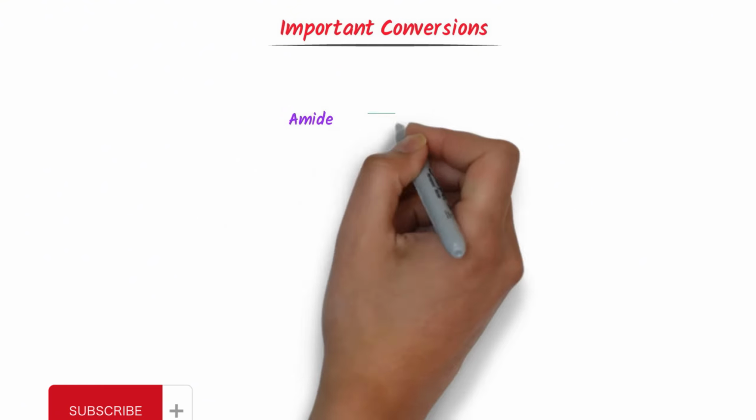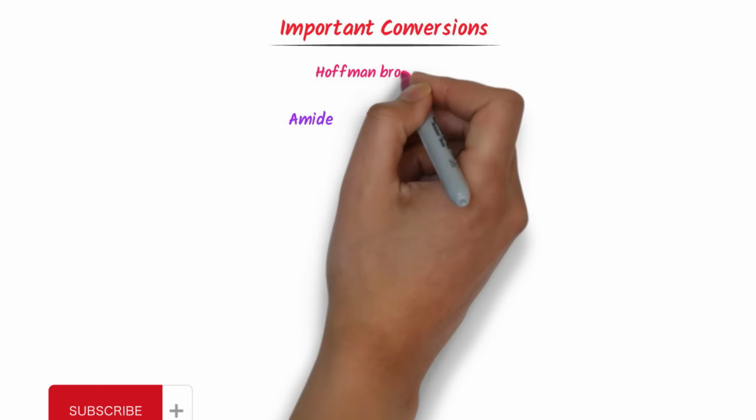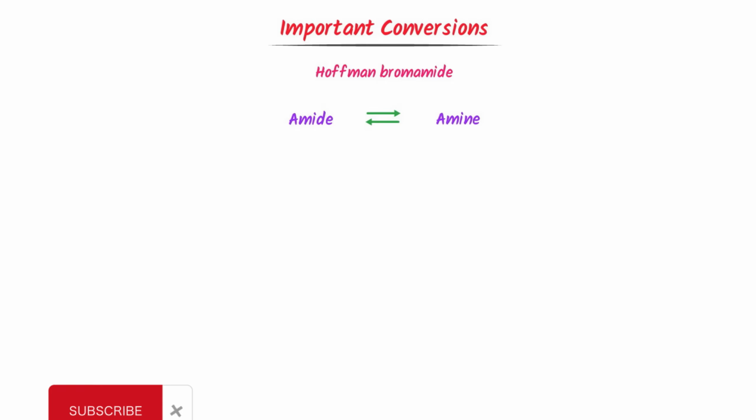Secondly, convert amide to amine and amine to amide. Well, this amide always reminds me of the Hofmann bromamide reaction. We use bromine plus potassium hydroxide in Hofmann reaction. For example, consider this amide. I add bromine plus potassium hydroxide to it. I get this amine. In case of amine to amide, I follow these steps.